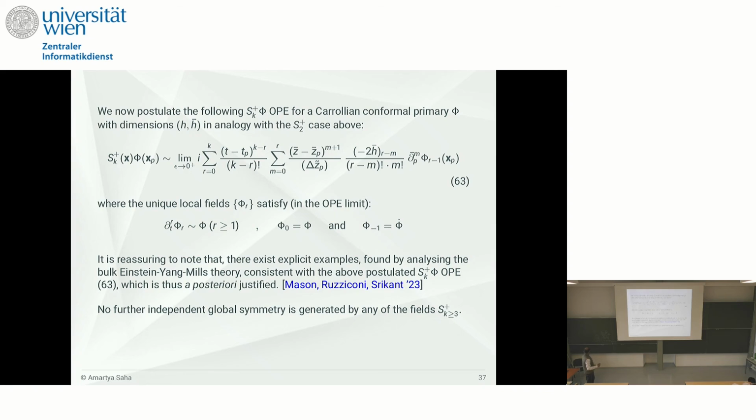Now there are other fields Sk plus. So I can postulate this OP for Sk plus, and it is reassuring to note that there exist explicit examples for these kinds of OPs, and they have recently appeared in this beautiful work. So I have some examples of these abstractly postulated OPs.